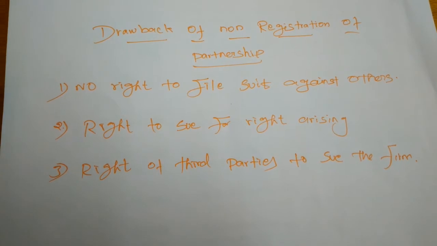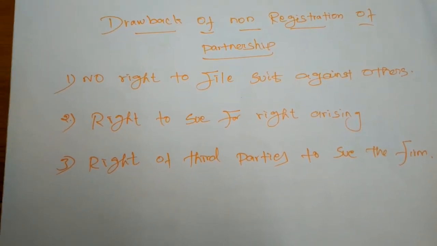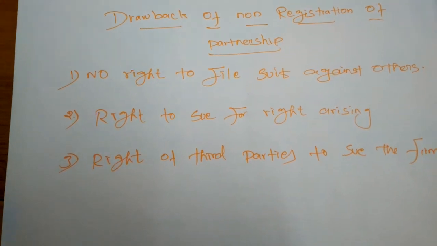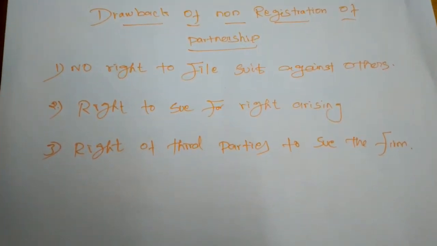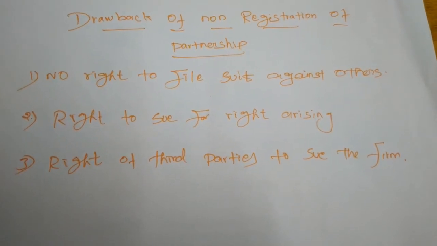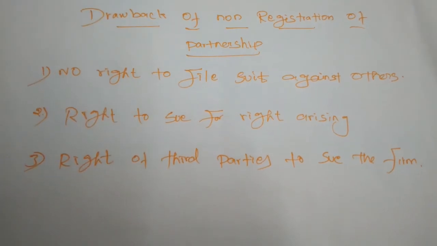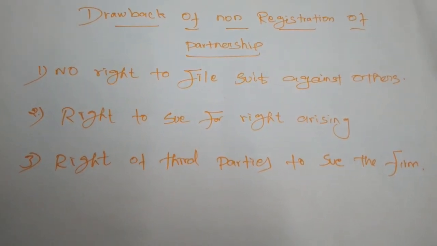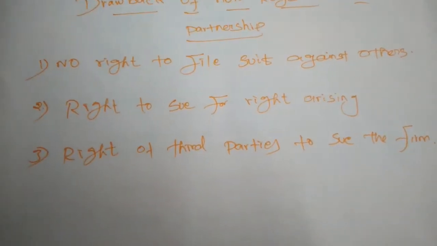First one is no right to file a suit against others. An unregistered firm cannot file a suit or take legal action to enforce its claims against third parties if such rights arise out of a contract. So if you do not register your partnership organization, no partner is able to file a suit against other persons, other than third parties. If we do not register our organization, the government will make a suit on the firm itself. But if any third party deceives one of the members of the partnership organization, no partner has the right to file a suit against the others.